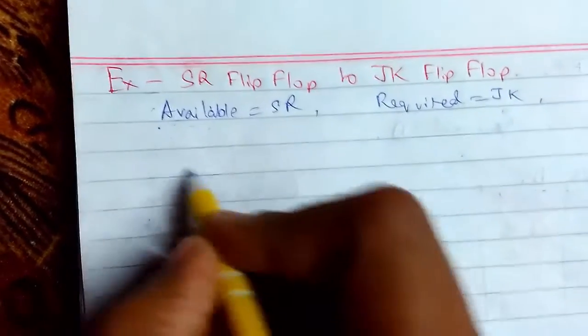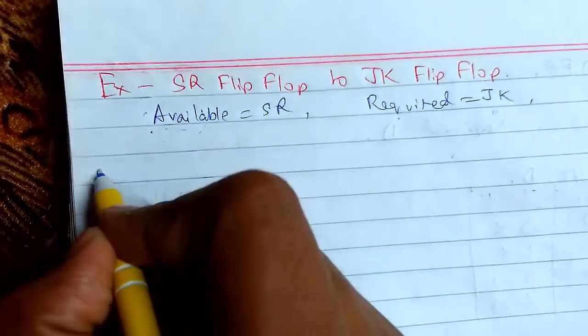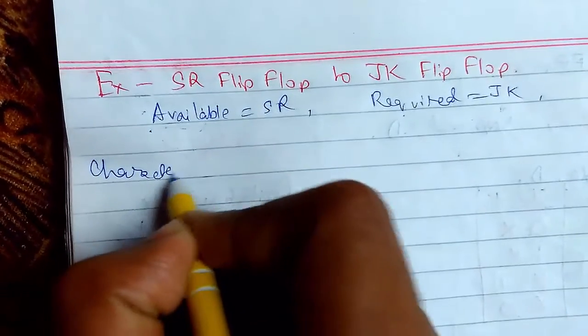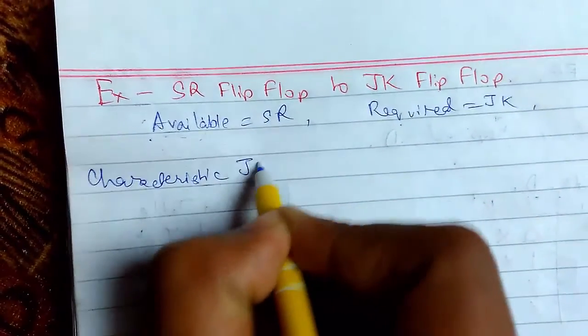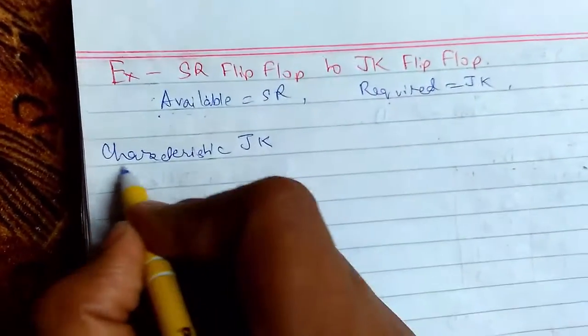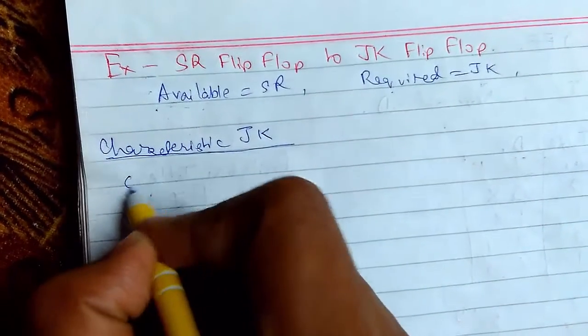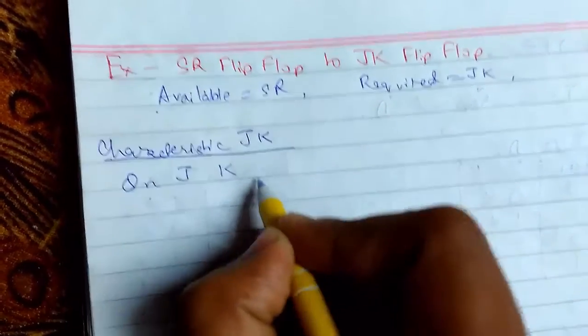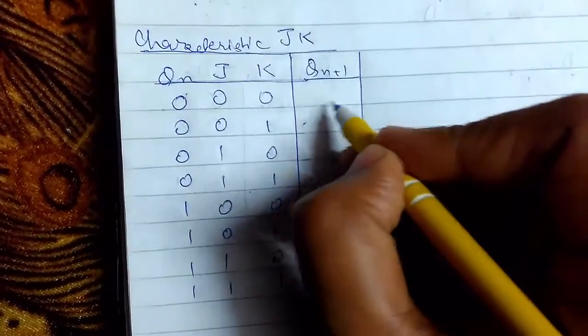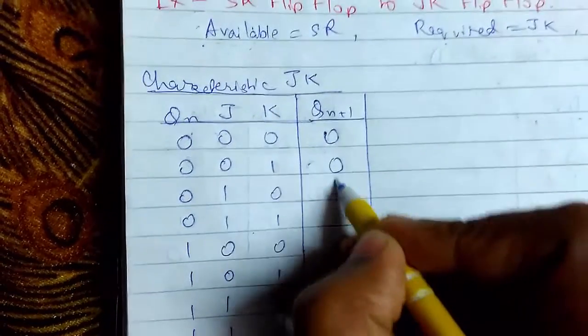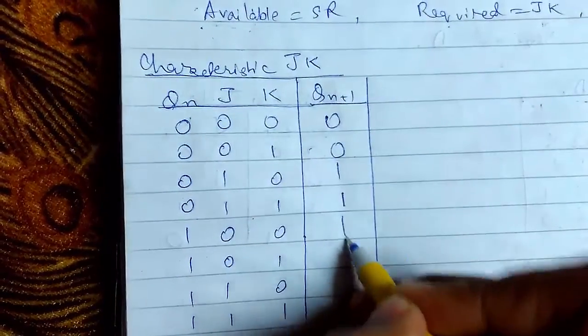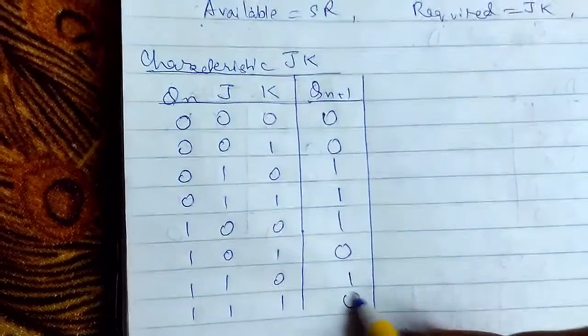The next step is we need to find the characteristic table of JK flip-flop. I have already told you that you need to remember all of this, so I will just be making the characteristic table. I have already made this table. So this was 0, 0, this was 1, 1, 1, this was 0, 1, 0.